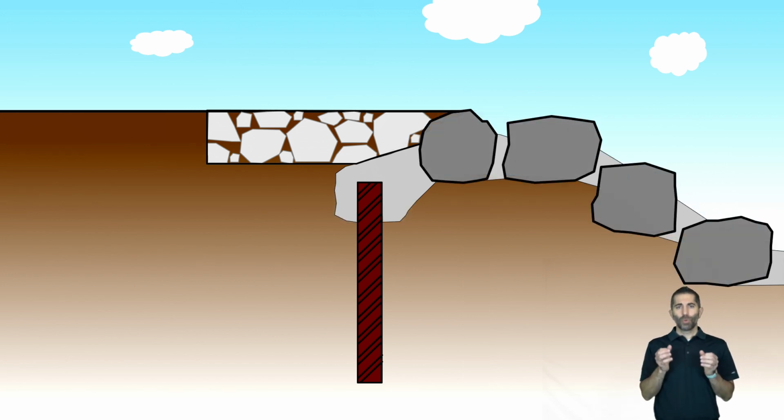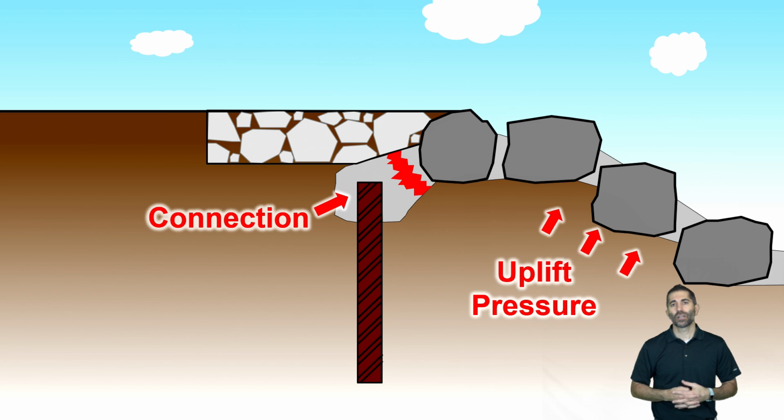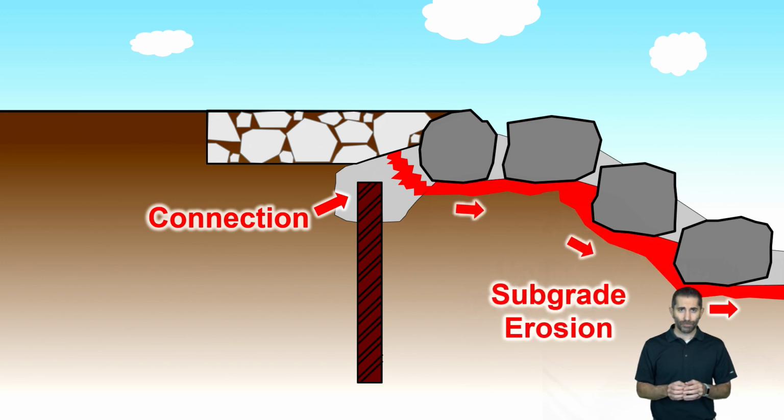One of the most important construction details involves the connection between the cutoff wall and the rest of the structure. Regardless of the materials being used, there needs to be a continuous overlap of material between the drop structure and the cutoff wall because the most common seepage failure occurs at this connection. Even a small gap can lead to the seepage pressure and subgrade erosion I mentioned earlier.